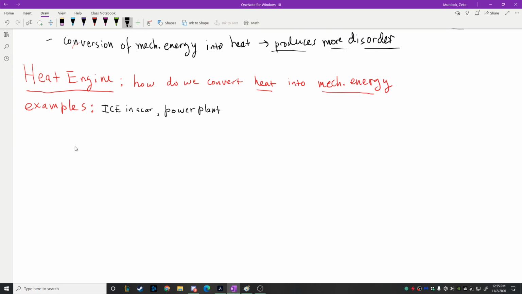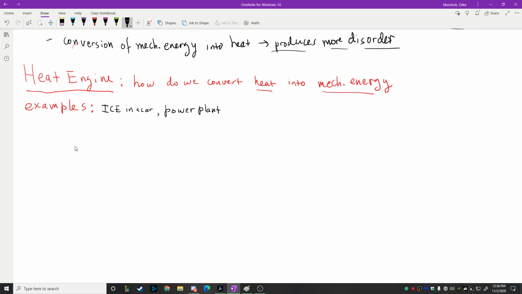So the internal combustion engine in a car and a power plant convert heat into mechanical energy. A power plant then takes that mechanical energy and turns it into electricity, which you then use to power all your devices. So at the core of anything, like the computer or the phone that you're watching this on, is a heat engine powering it. All of our world is basically powered by giant heat engines that we call power plants.